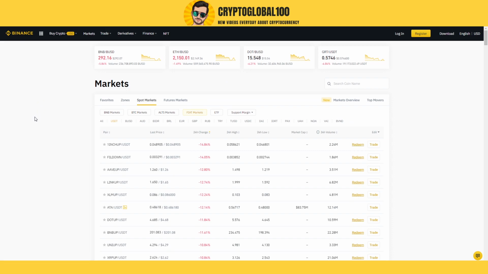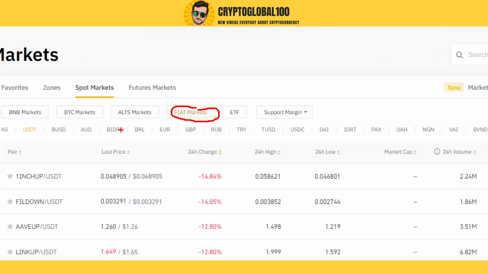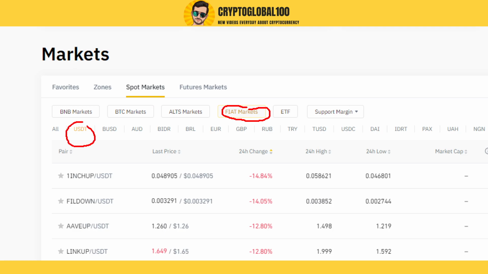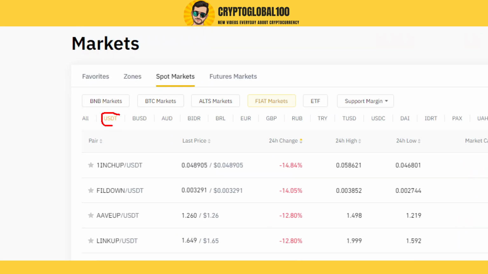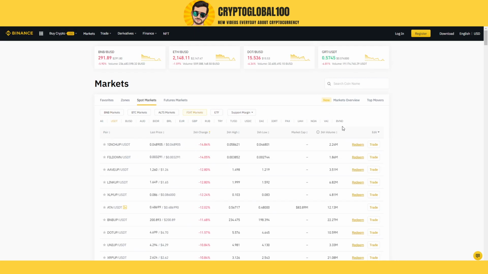So to sum up the video, what you have to do is go to the markets, go to the spot markets, then go to fiat, go to USDT. You can select your pair as well, but I would suggest going for USDT, as it has a lot of volume. The more the volume, the more the liquidity.